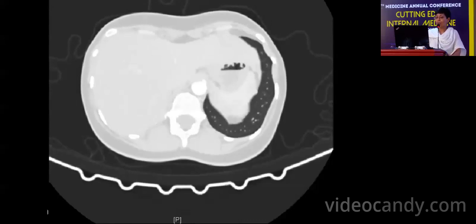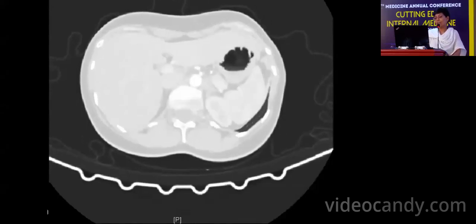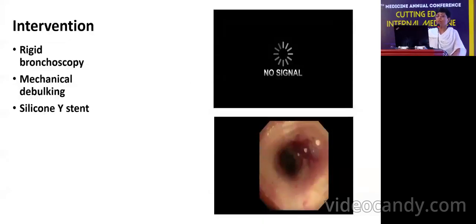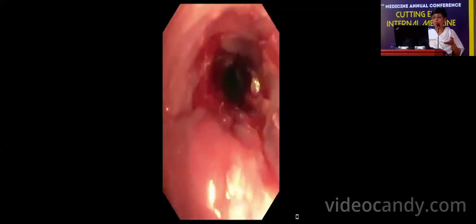She was referred because of noisy breathing and difficulty breathing. What we did was rigid bronchoscopy, and this is what the bronchoscopy picture looked like. It was really, really bad. It was bleeding, and we had to secure the airways.